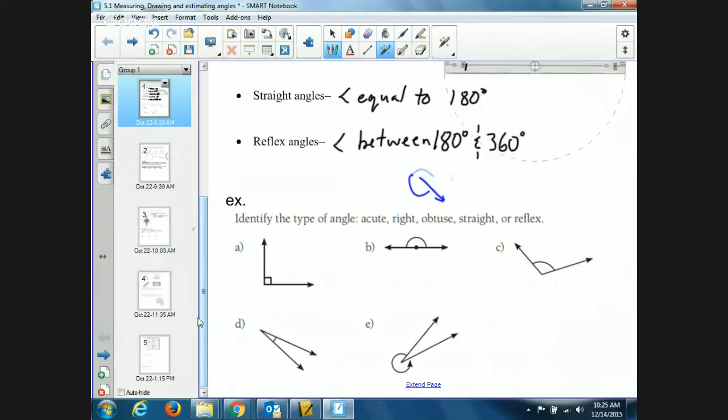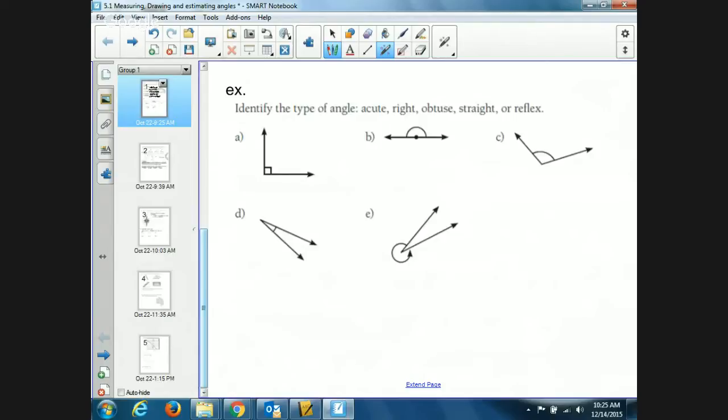Identify the type of angle. Example. You should look at this. I'll give you a second to pause the video. Try these out. Okay, I'm assuming you've paused and you should be able to tell me acute, right, obtuse, straight, or reflex.